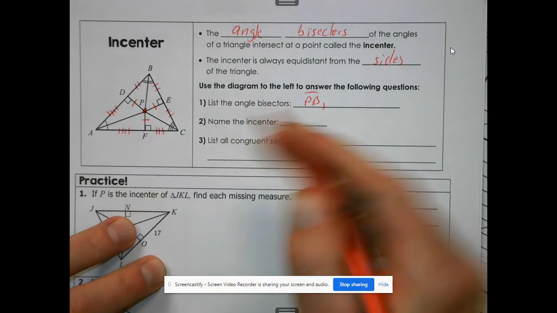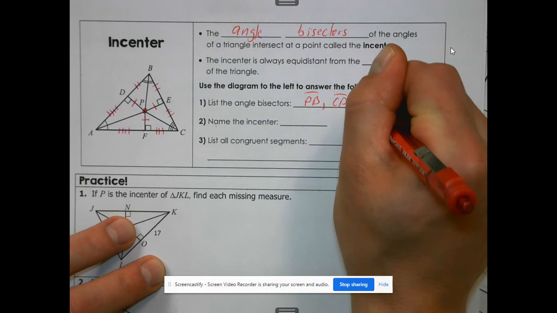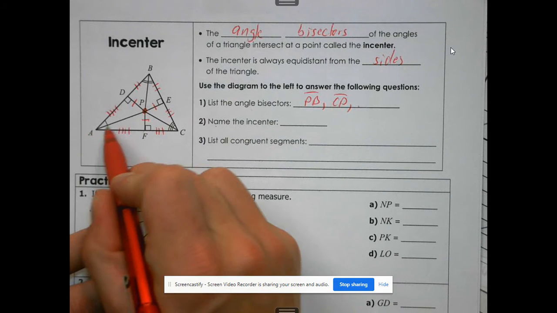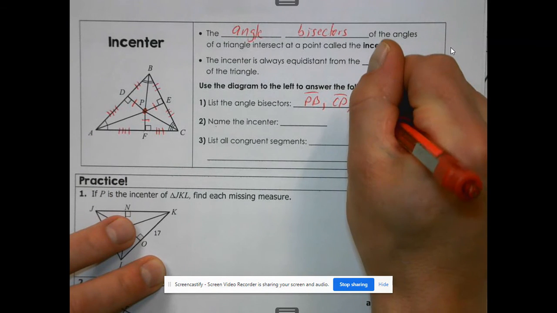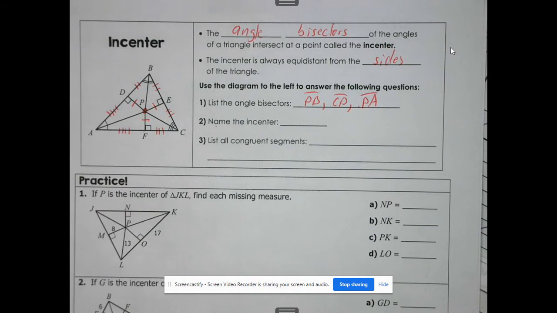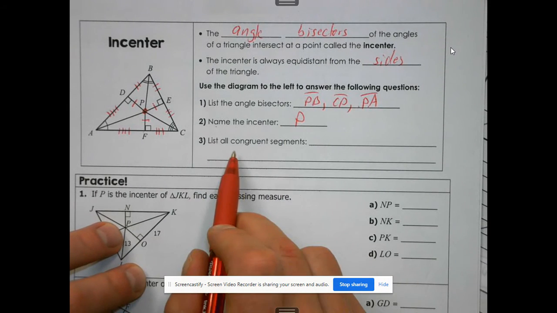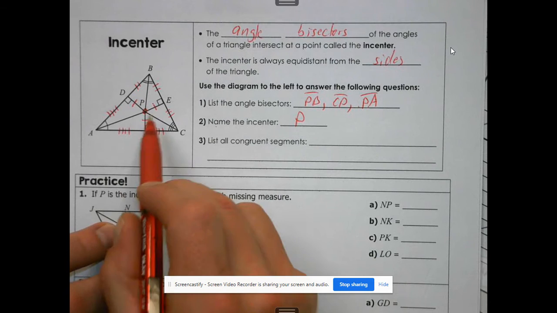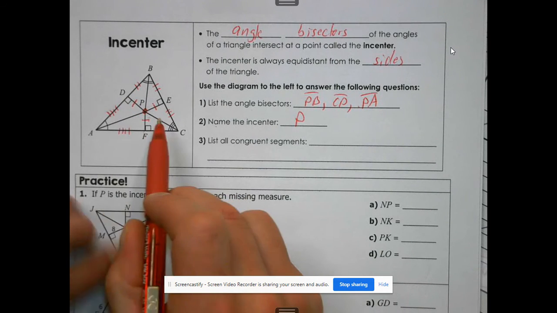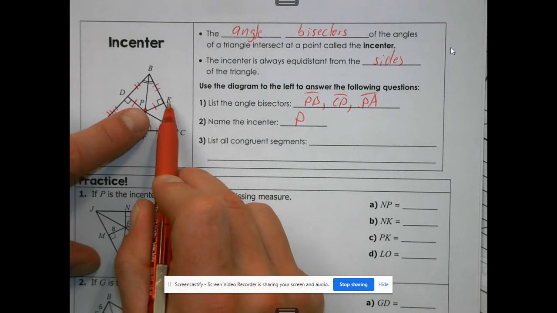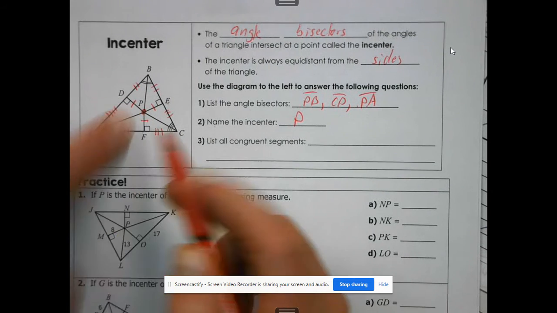CP is another one. And the last one is PA. Name the incenter. Well, point B. Now list all the congruent segments. Well, we're going to list them, but you can see it right over here, all of them. So we'll start with the incenter ones. We get PD, PE, and PF.